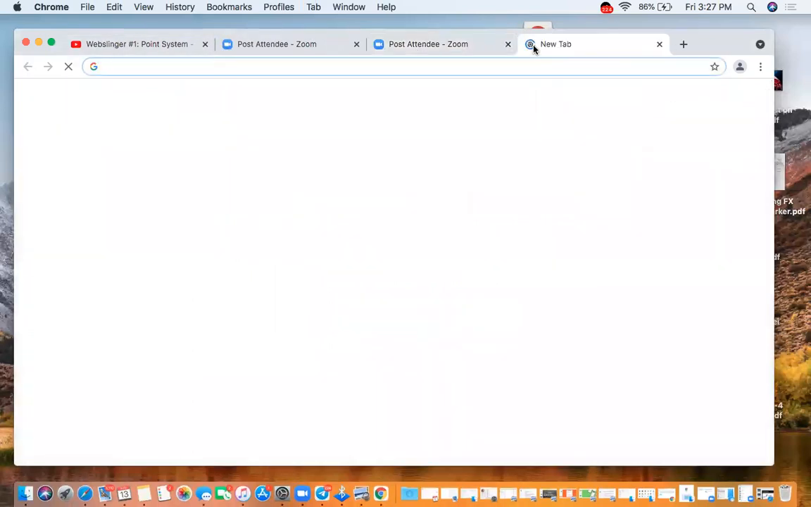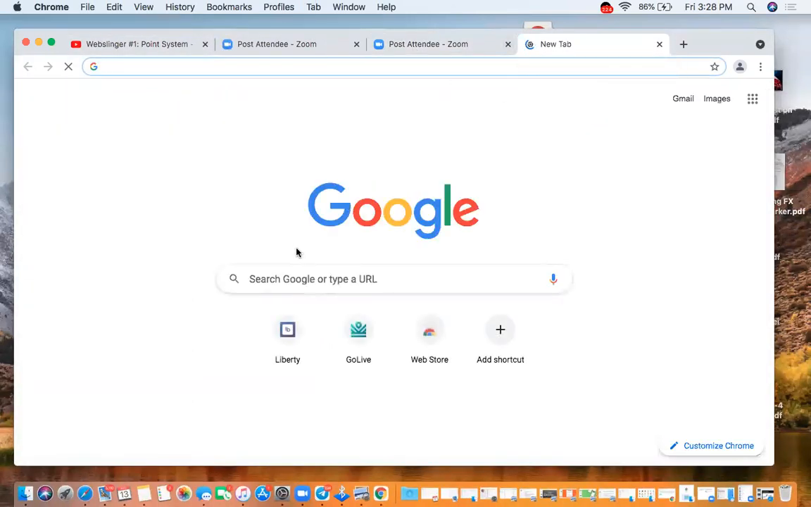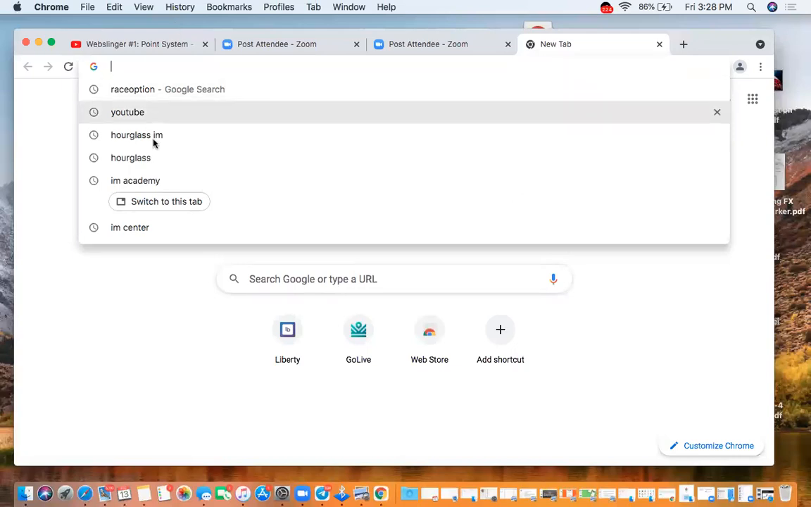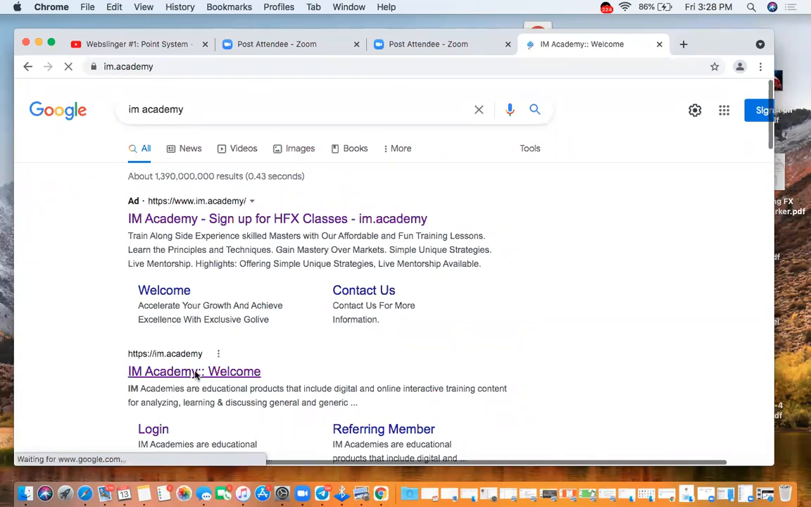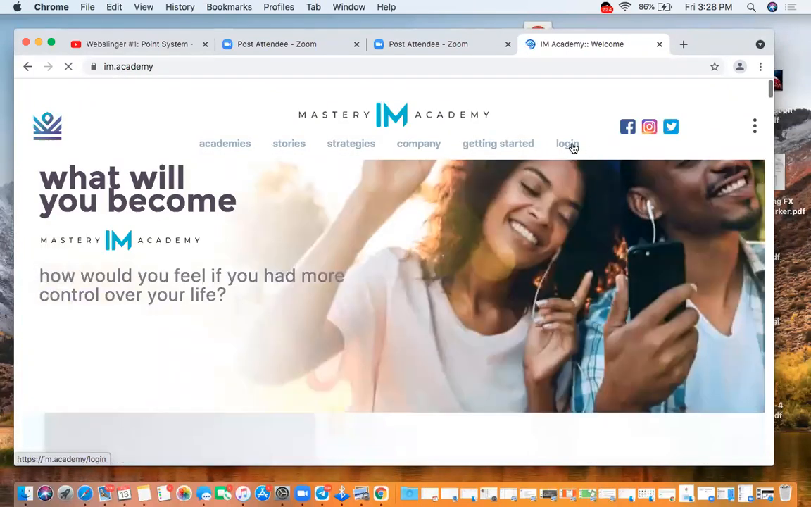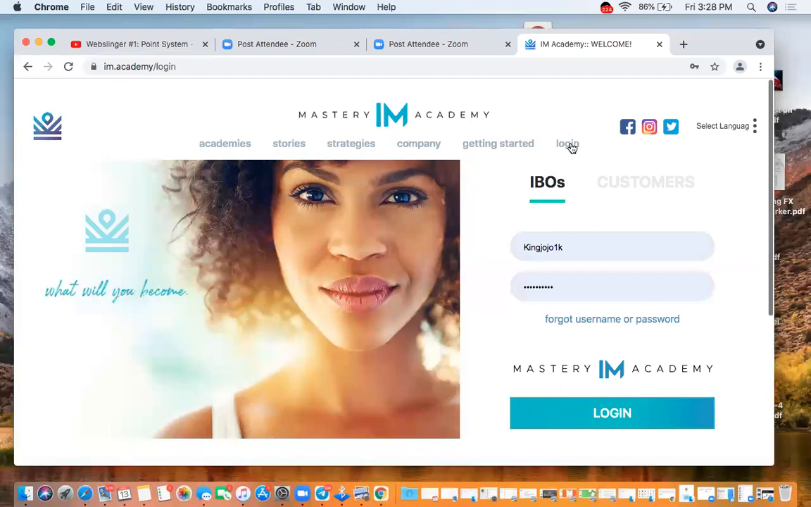All right, so check this out. For those of you who don't know how to access Webslinger, you can do it a few different ways, but I'm just going to break it down to you all the way. You can go to IM Academy and log in. If you are a customer, you will log in on the customer side. If you're an IBO, you will log in on the IBO side. Remember that. Sometimes IM Academy will literally give you problems for trying to log in. All right, look, log in.